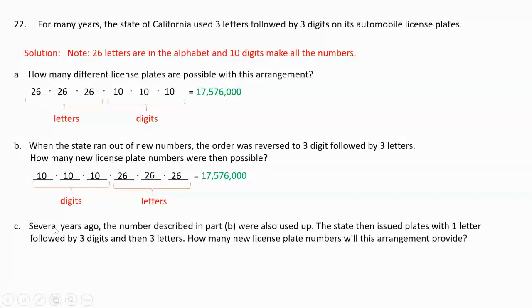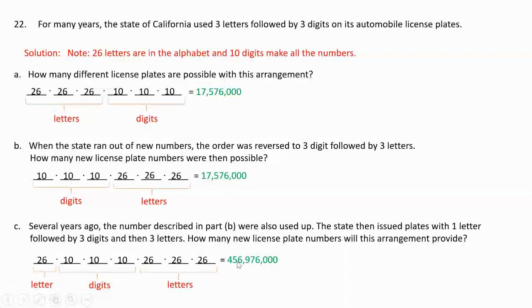Now let's do part C. Several years ago, the numbers described in part B were also used up. The state then issued plates with 1 letter followed by 3 digits and 3 letters. Here's my scenario. The first is going to be a letter, then 3 digits, and then 3 letters. So again, 26 letters, times 10 times 10 times 10 times 26 times 26 times 26. Look what happens when they add 1 letter to the answer in part B.